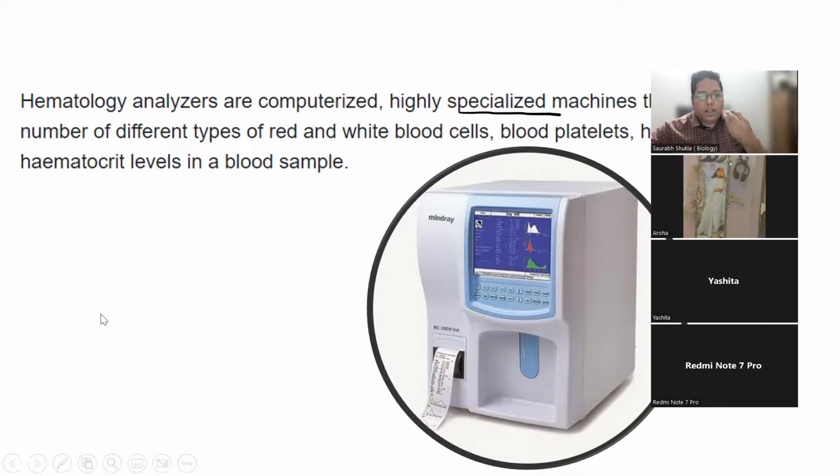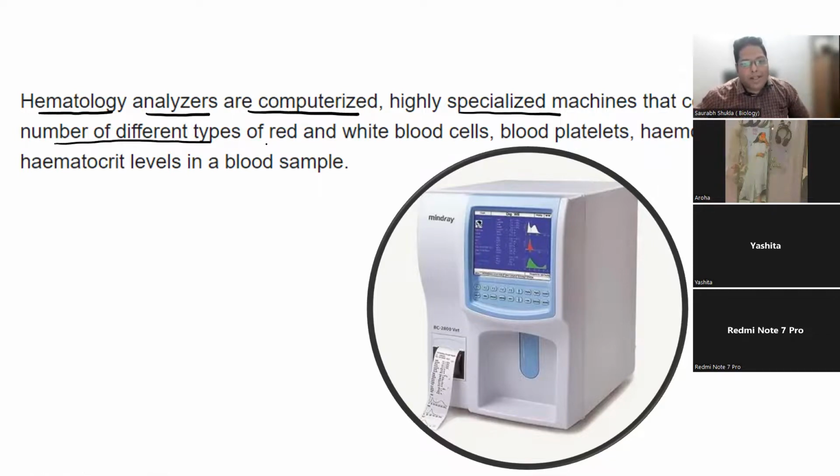Right? So with the help of hematology analyzers, the hematology expert can generate the blood test report. Such reports are available only on the basis of the hematology analyzer. Please everyone note down: hematology analyzers are computerized technology, highly specialized machines that count the number of different types of RBCs, WBCs, platelets, and other components present in your blood. So all types of reports and parameters are always available. Why? Because that report is generated by hematology analyzers.